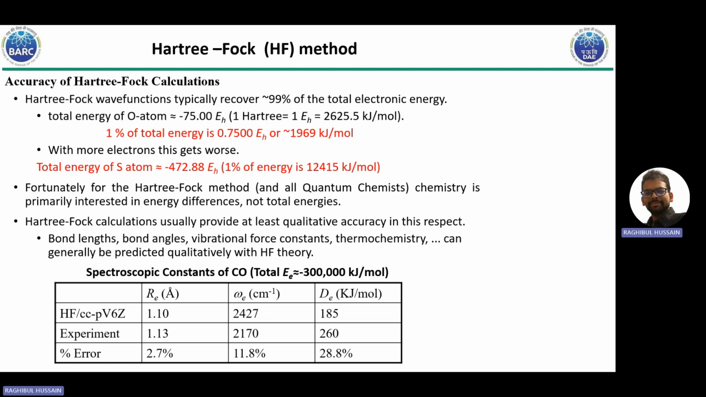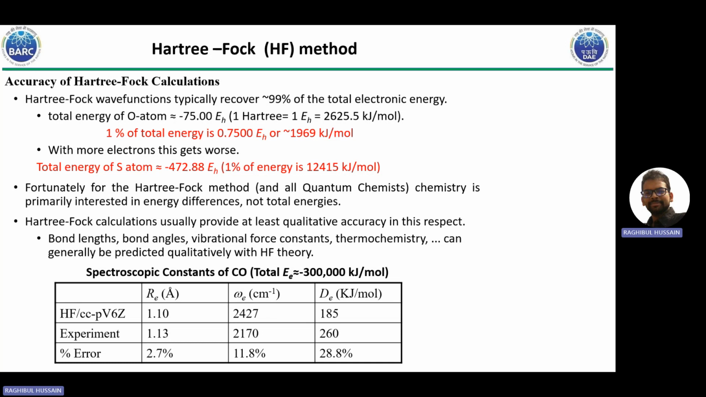Suppose you are doing something and you are getting 99% of that. You will be happy, or will you not be happy? Most of them will be happy, is it or not? But the electronic structure people are not happy with that. Why? Because chemists are not happy. Physicists are very happy with this.